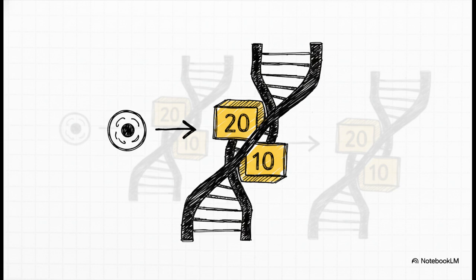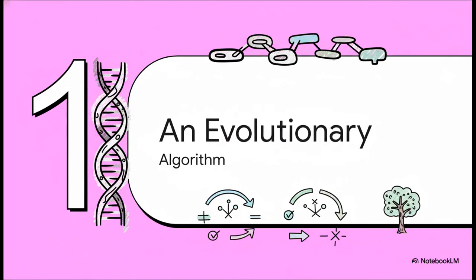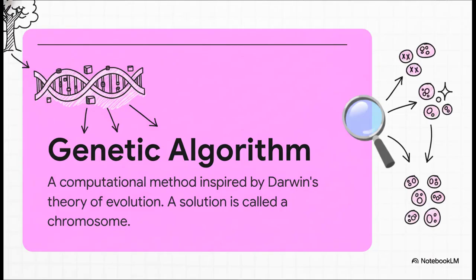So, how do we get from this mess to the right answer? Well, the secret sauce is in a special kind of program called an evolutionary algorithm. Or, to be even more specific, a genetic algorithm. A genetic algorithm is basically a problem-solving method that's directly inspired by Darwinian evolution. It takes that core idea of survival of the fittest and just applies it to data. So each potential solution, each chromosome, gets tested to see how good it is. The best ones, they get to reproduce and create the next generation of solutions. And the worst ones, well, they just die off.